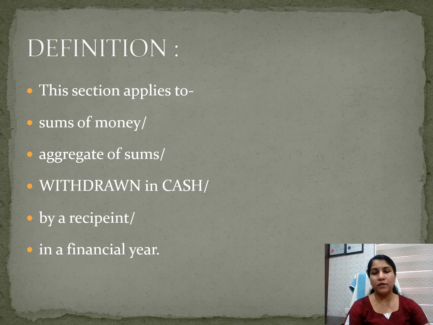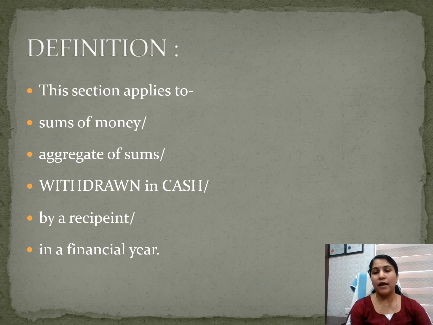Moving on to the definition of Section 194N, let's break the section definition into different legs and try to understand. This section applies to sums of money or aggregate of sums. That is, it can be a single withdrawal of rupees 1 crore and above, or it can be withdrawals made over a period of time amounting to rupees 1 crore or above. That is in a specific period, the certain period which the section says.